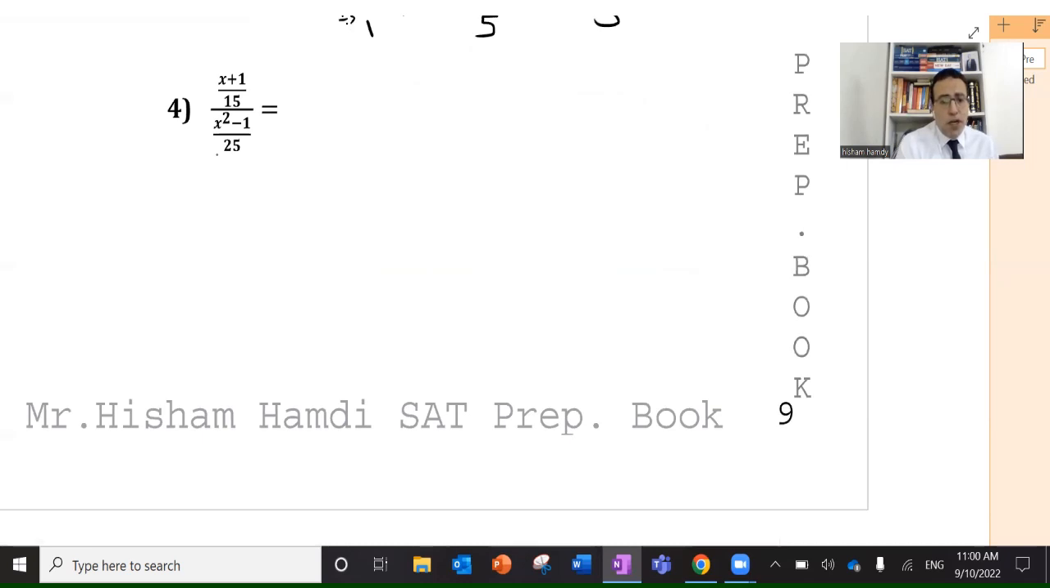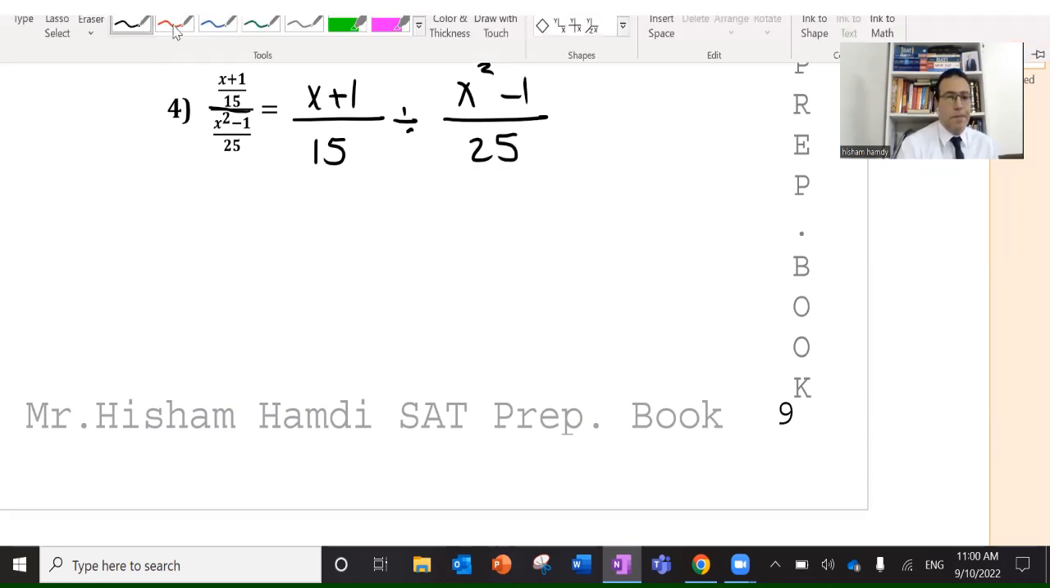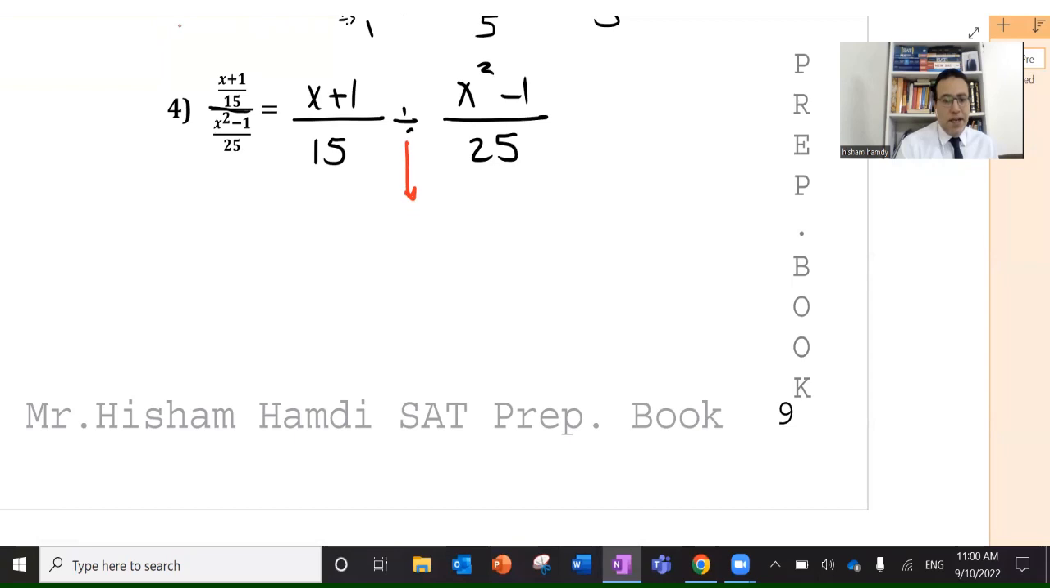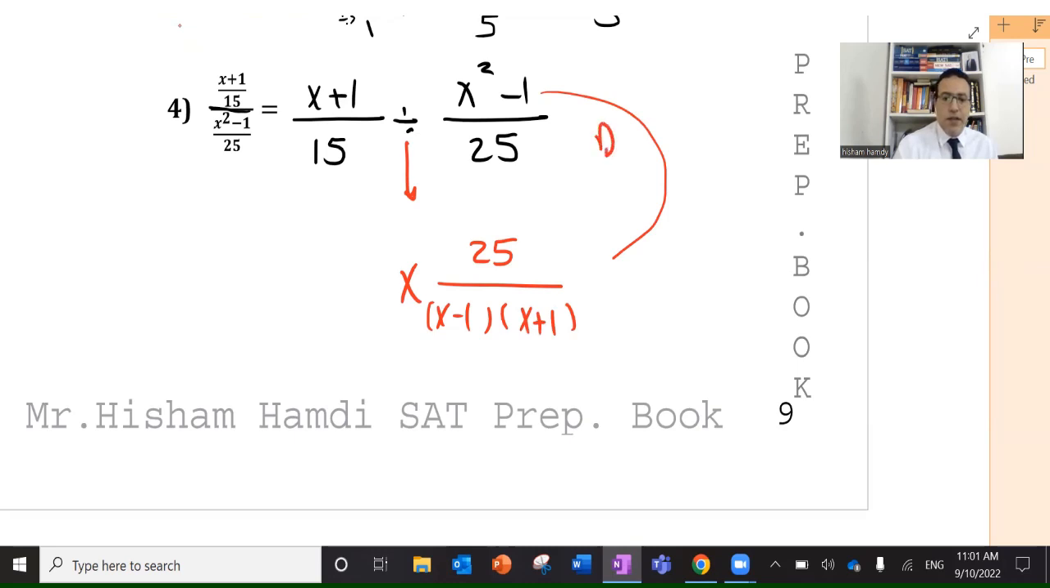Question number 4, if I have this sign, I can rewrite it as x plus 1 over 15 divided by x squared minus 1 over 25. Then change this sign into multiplication, flip the fraction, and after flipping, I'm going to write x squared minus 1 as x minus 1 times x plus 1. Difference of two squares.